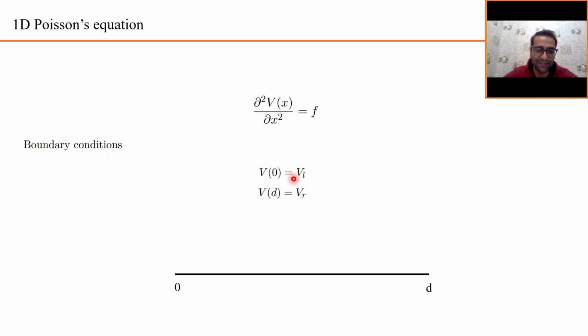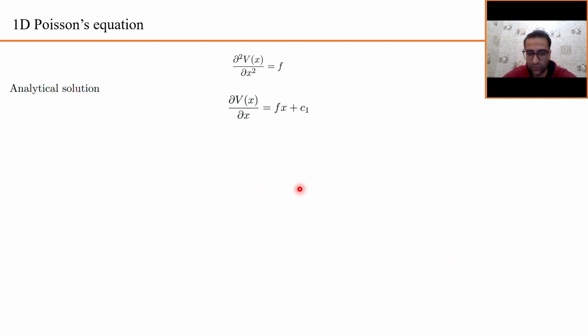The value of v at the 0 point is v left, and the value of v at this point is v right, and we are going to solve this PDE in this one-dimensional area from 0 to d, and the boundary condition is known. Let's first solve this equation analytically.